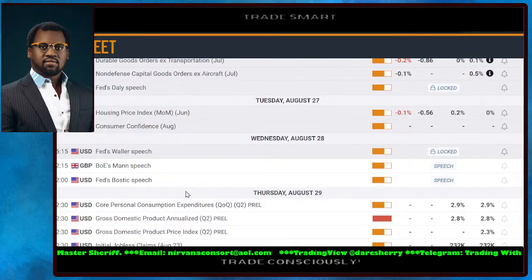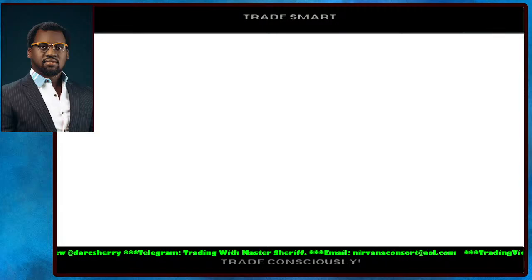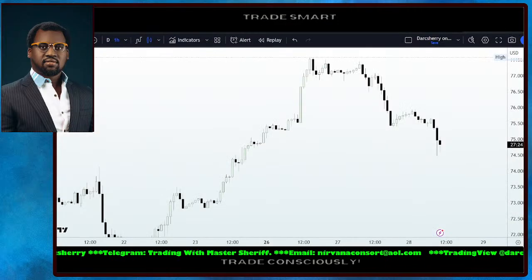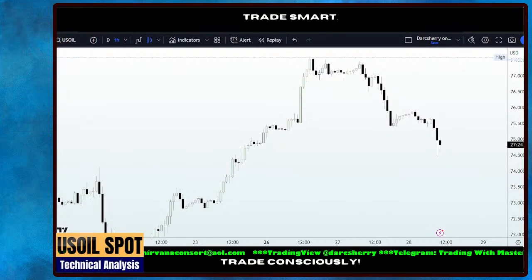So I encourage us all to mark out these events on our calendar, as we will definitely be looking forward to them to have an insight into what their respective economies are looking like ahead of the macroeconomic event coming up tomorrow. So with that being said, we will be diving right into the charts, and let's look at things from a technical standpoint.